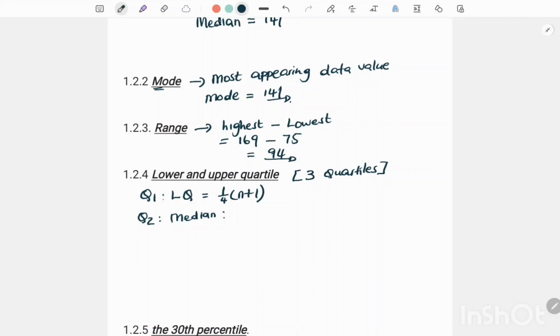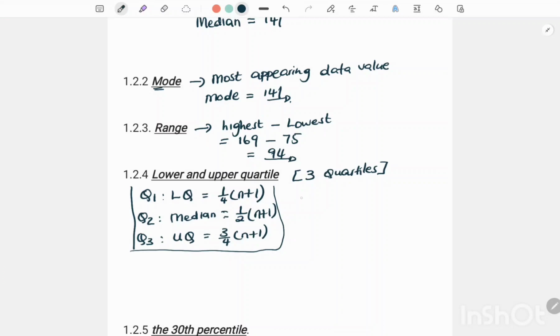Q2 divides the data into half. So the formula is 1 over 2, that's why half, n plus 1. Then the last quartile, Q3, which is known as the upper quartile, is 3 over 4 n plus 1. We're going to utilize these formulas to calculate our quartiles.